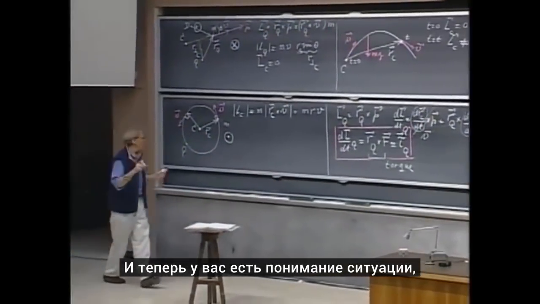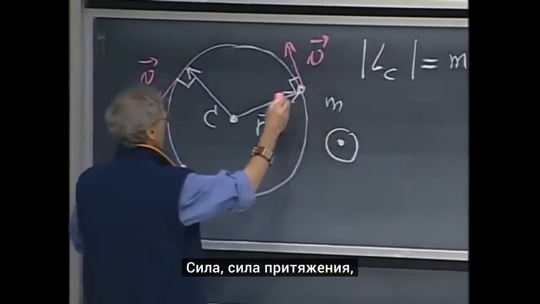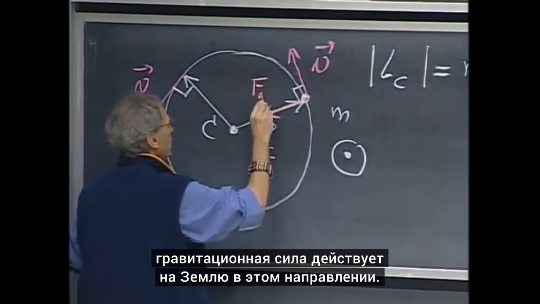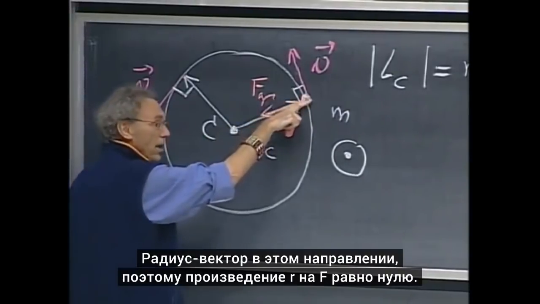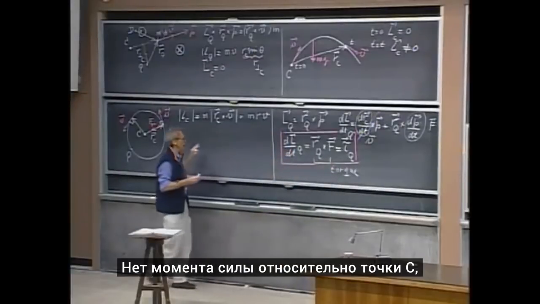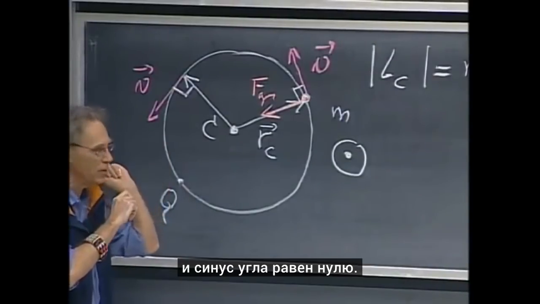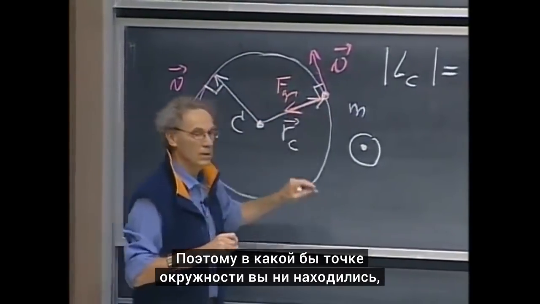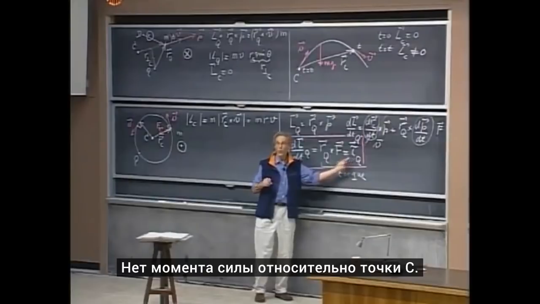And now you get some insight into this situation that we just discussed. The force, the attractive gravitational force exerted on the Earth, is in this direction. The position vector is in this direction. So r cross F is 0. There is no torque relative to this point C, because the angle between the two vectors is 180 degrees, and so the sine of the angle is 0. Therefore, no matter where you are on the circle, always r cross F will be 0. There is no torque relative to point C.